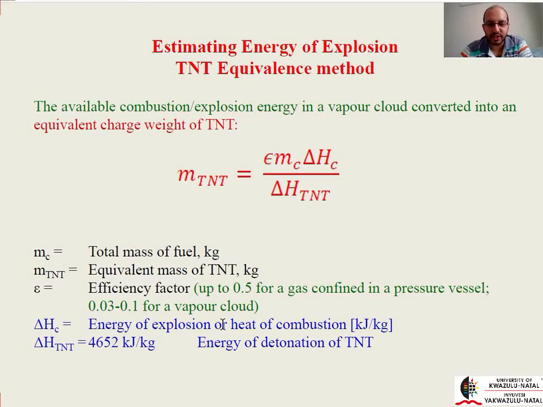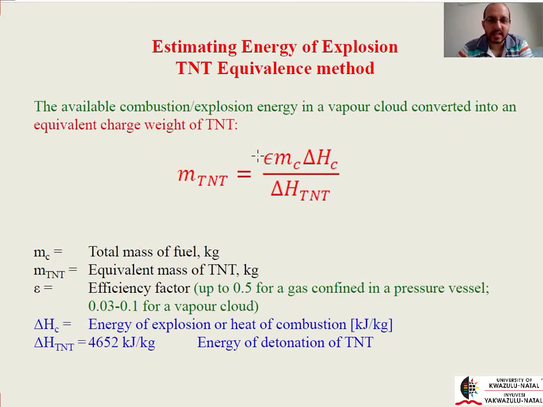So you can measure the energy of explosion or the heat of combustion. Heat of combustion is quite easy to obtain. If you know what the reaction is, then you can essentially use heats of formation and look at the combustion reaction, and you can calculate the heat of combustion using the heats of formation. And m_c, that is the mass of your fuel that you are using. Delta H TNT, that's of course the energy of detonation of TNT per kg.